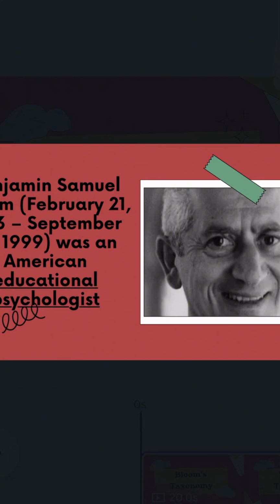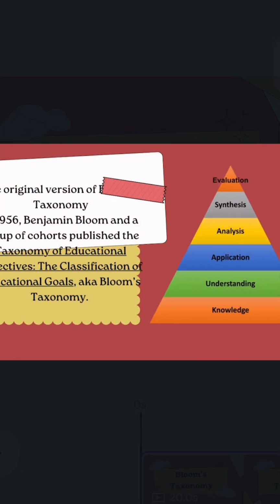So Benjamin Samuel Bloom was born on February 21, 1913 and died on September 13, 1999. He was an American educational psychologist who made contributions to the classification of educational objectives and the theory of mastery learning. He is particularly noted for leading educational psychologists and the original version of Bloom's taxonomy.